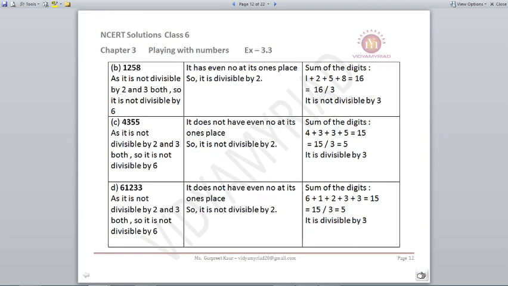Next, 1, 2, 5, 8. 8 is an even number, so it is divisible by 2. 1 plus 2 plus 5 plus 8 is 16. It is not divisible by 3, so it is not divisible by 6 also.